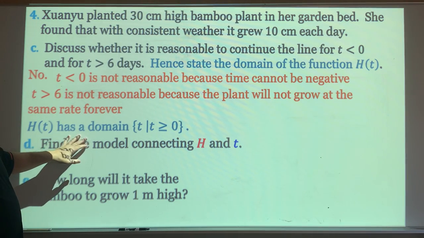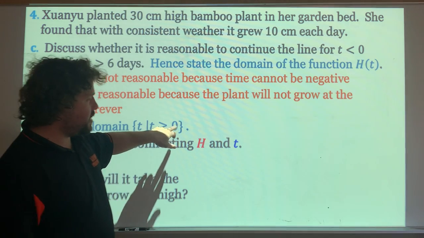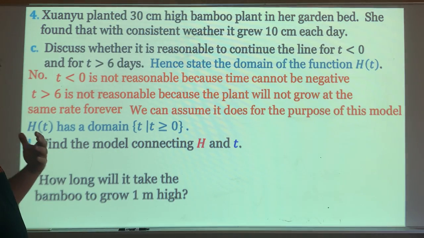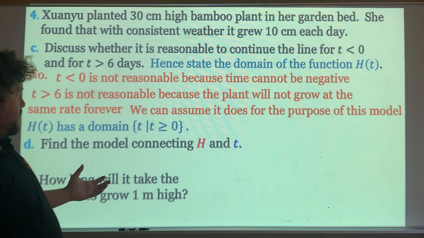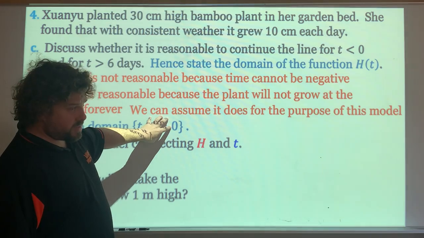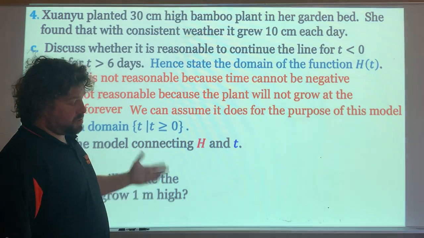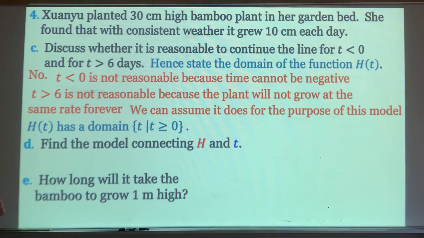H of T has to be the domain. All right? So the domain is T is going to be greater than or equal to zero. You can also assume, for the purpose of this model, that it grows at the same rate forever. So we're just going to leave it at greater than or equal to zero. No one's going to ask after 100 days how tall the tree is. So just keep it. It is an inaccurate model, which is true, yes.